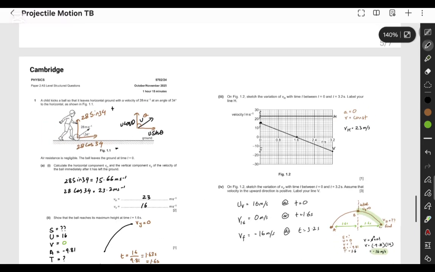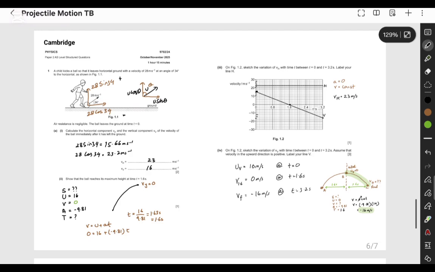Okay, that's all for this exam walkthrough. Hope you understood it. Now I'm going to show you the mark scheme.